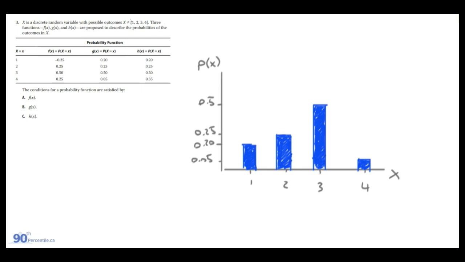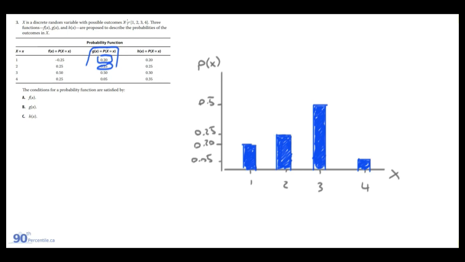X is a discrete random variable with possible outcomes 1, 2, 3, and 4. Three functions, f of x, g of x, and h of x, are proposed to describe the probabilities of the outcomes in x. So we have the x values, or the values that x could take here. We have the probability of each in these three different probability functions. The conditions for a probability function are satisfied by... Basically, for a probability function of a discrete variable, I actually drew a quick diagram of this function. You can see you have the x values, the values that x can take, on the x-axis, and the probability of each on the y-axis. So if x is 1, there's a 20% probability that x is 1, 25% that it's 2, as you can see right here, 25%, 50% that it's 3, and 5% that it's 4. So for a probability function to make sense, all of these values have to add up to 100%. That's a key thing that we're looking for here, and that's what the question's asking.